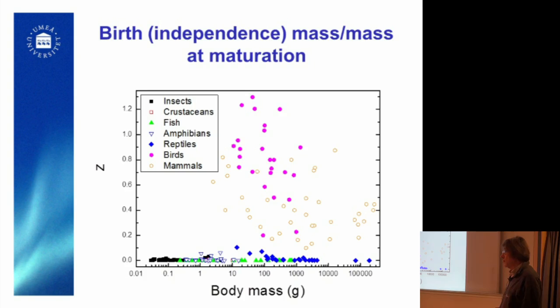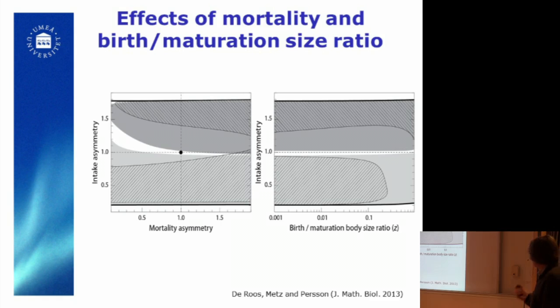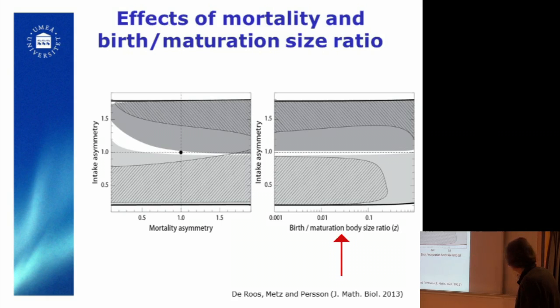groups here. So then it's of course important, what are the effects of Z? And we were very interested in that, and it turns out it's not that spectacular. Because this now shows two plots. This plot shows intake asymmetry through Q. So here we have ontogenetic symmetry at 1. And on this axis we have this Z, the birth to maturation size ratio.